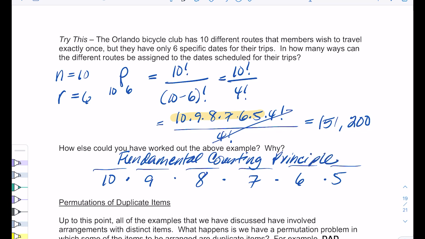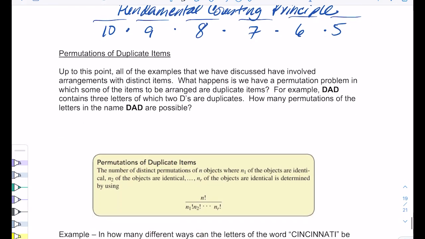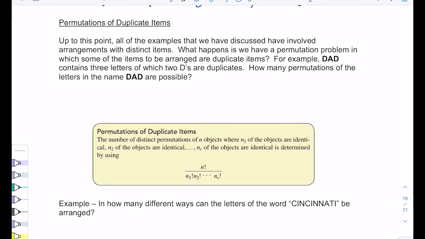I mean, if you really think about it, it's m times n distinct objects. What happens now if you have duplicate items? So, maybe 2 letters that repeat or 2 numbers that repeat in a word, for instance. Up until this point, all the examples we've discussed have involved arrangements with distinct items. They keep using that word. Distinct just means different, right?